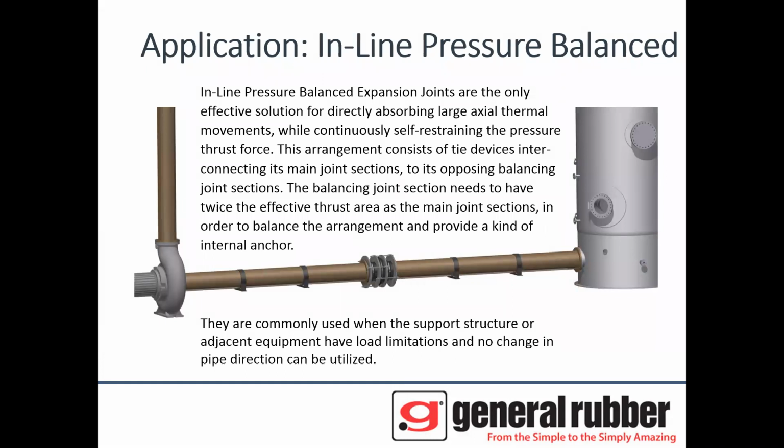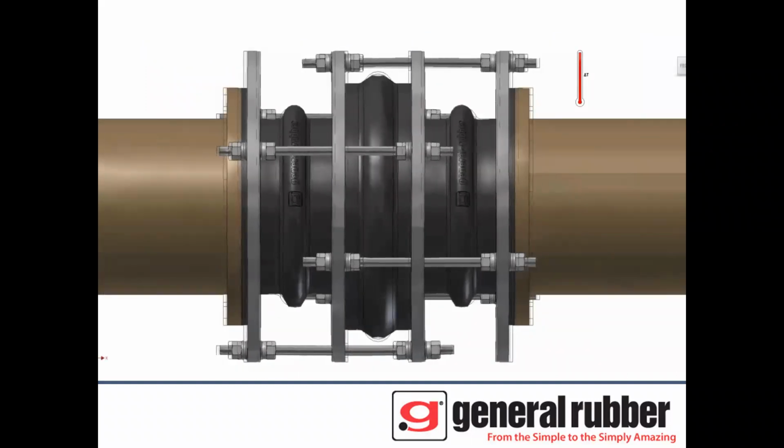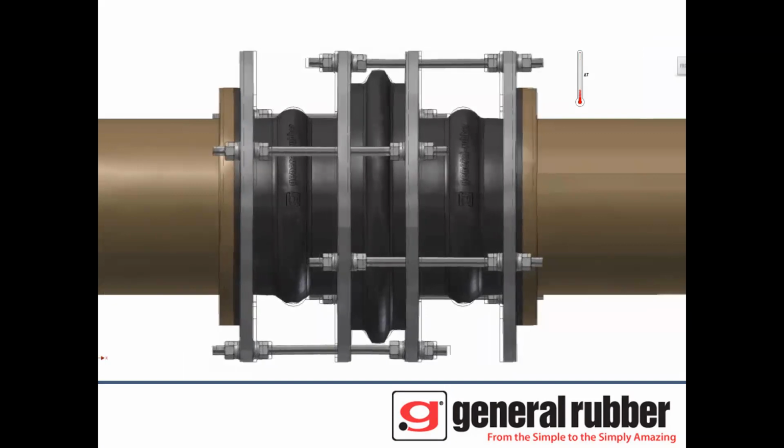Okay. The next application is an inline pressure balanced expansion joint, and they are the only effective solution for directly absorbing large axial thermal movement while continually self-restraining the pressure thrust force. They are commonly used when support structure and/or adjacent equipment have load limitations and no change of direction can be utilized. So it's an interesting arrangement.